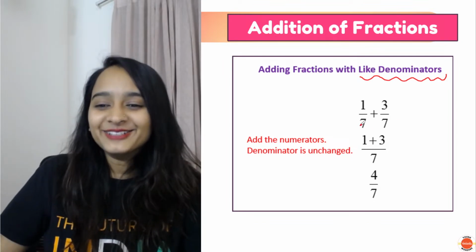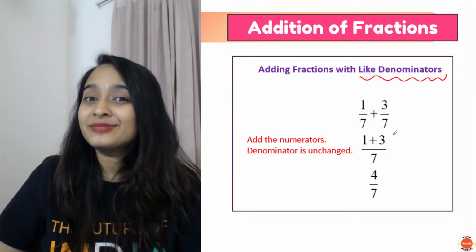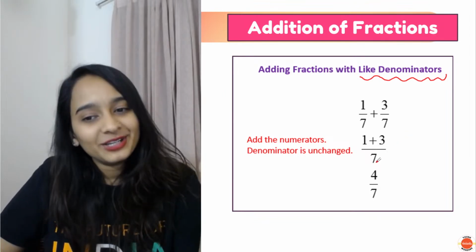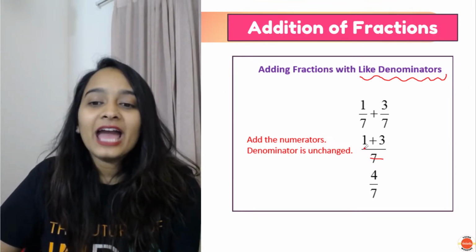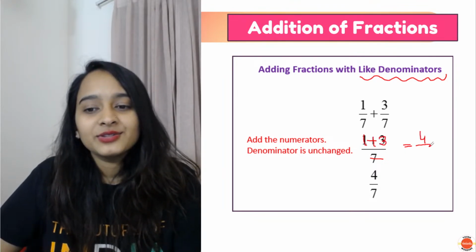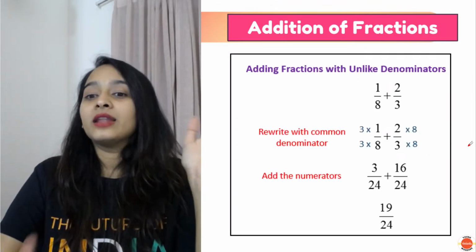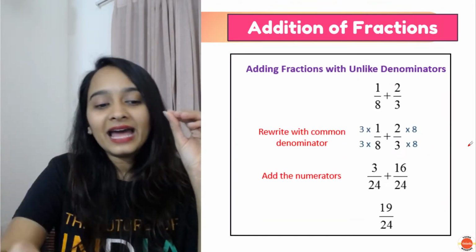So here, 1 by 7 and 3 by 7, both have the same denominator. So what will happen here? Keep the denominator as it is and you only add your numerator. So the answer is 4 by 7. Okay. Now what if you have unlike fractions?